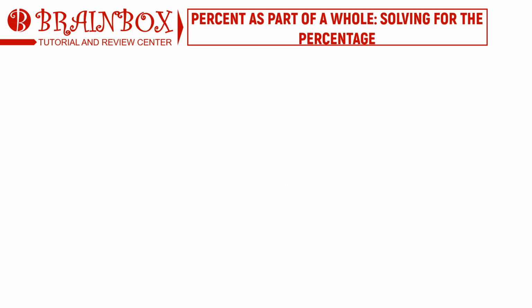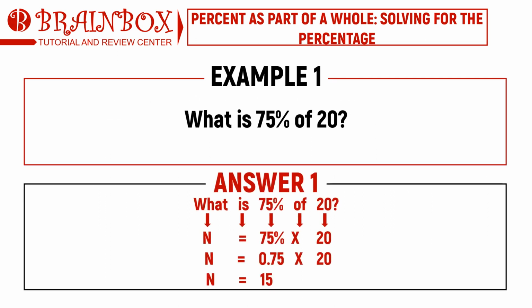Let's look at this example. What is 75% of 20? Here, what translates to our unknown percentage, is, implies an equal sign, 75%, is our rate, of, translates multiplication, and lastly, 20 is our base. With this, we get the mathematical equation, n equals 75% times 20.